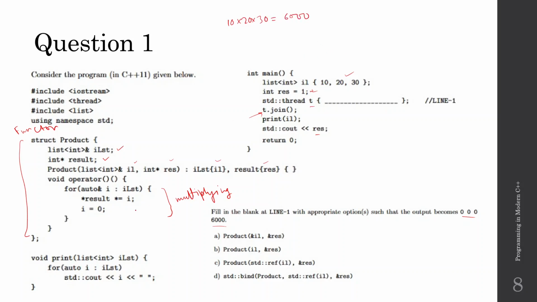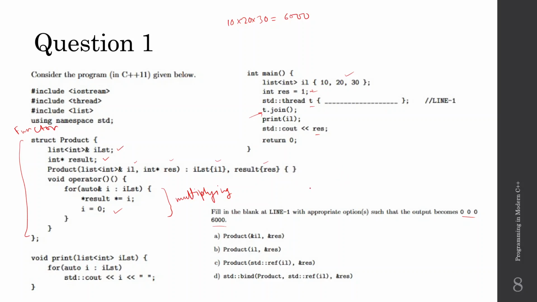Okay, and you can also see over here that the for loop is also setting the array elements to 0. So after this thread executes, the contents of the list will be 000. So it will match with the output. So basically we have to just call this functor, okay. We have to construct the functor and we have to call it, okay. Nothing else.